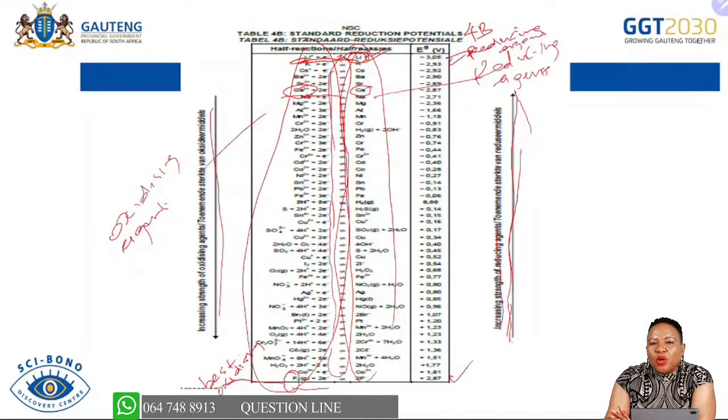So when we are going to use this table, we are going to use it to make sure that we choose the correct half reaction or the correct half cell to undergo the correct reaction. Why are we referring to them as half cells? We refer to them as half cells because they are going to combine together and form one cell, which is going to be our galvanic cell.